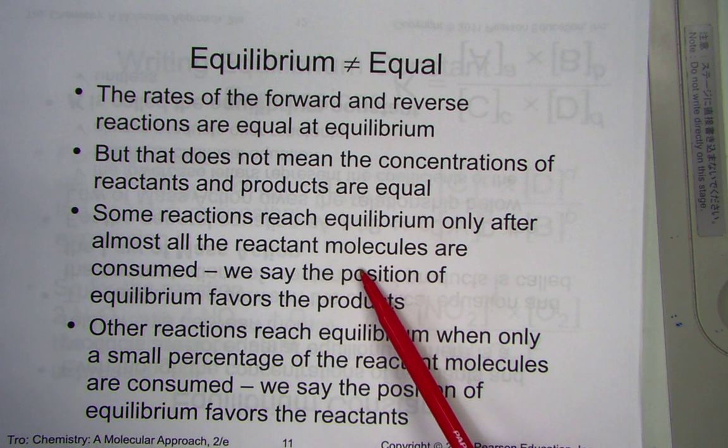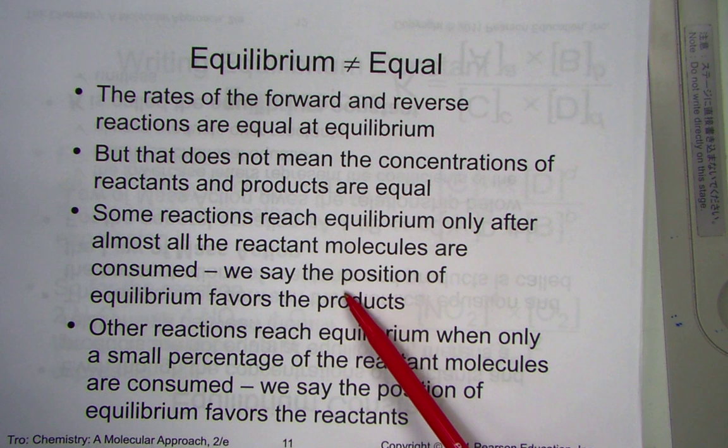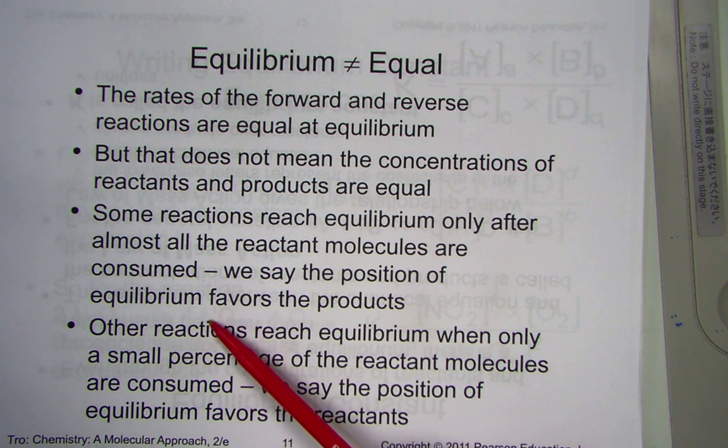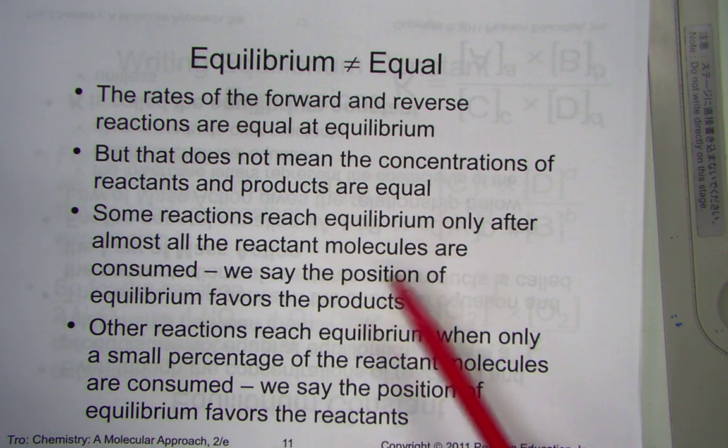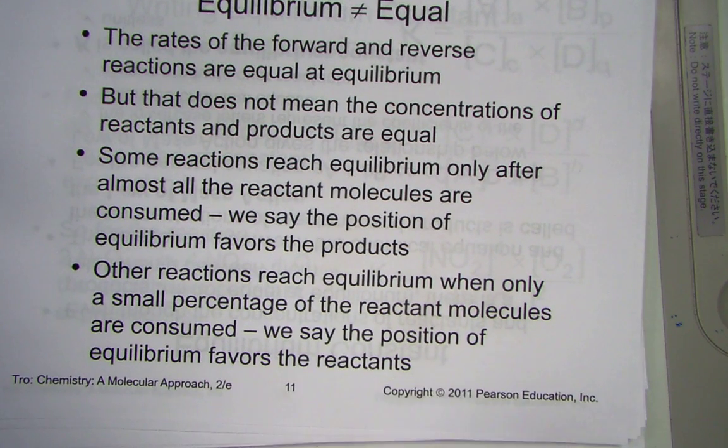Some reactions reach equilibrium only after most of the reactant molecules are consumed. We say that the position of equilibrium favors the products. Other reactions reach equilibrium when only a small percentage of reactant molecules are consumed. We say that equilibrium favors the reactants.